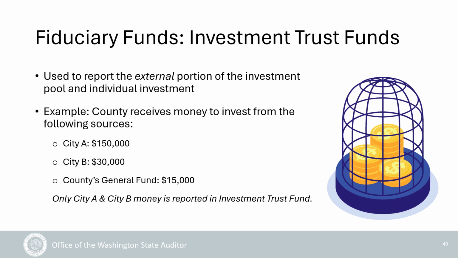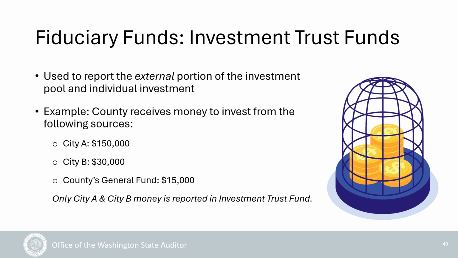For example, oftentimes counties will pool together money from several junior taxing districts and their own county funds and invest all the money together. Let's say the county receives $150,000 from City A, $30,000 from City B, and then has $15,000 from their general fund that is ready for investing. The county can take all $195,000 and invest it at the same time.